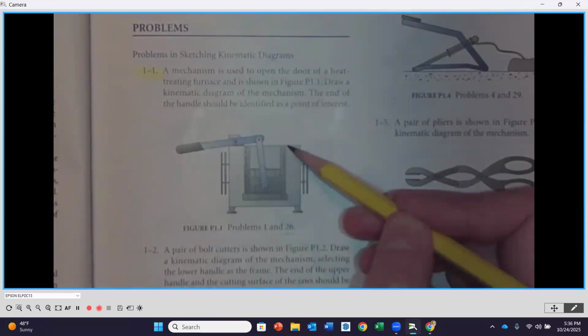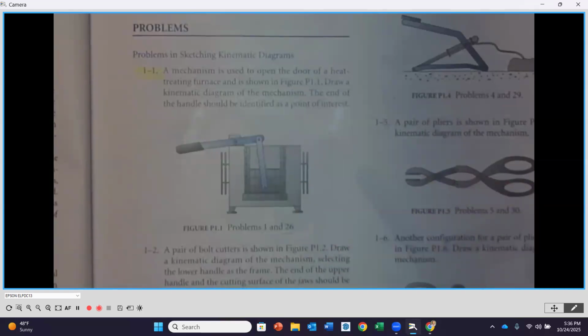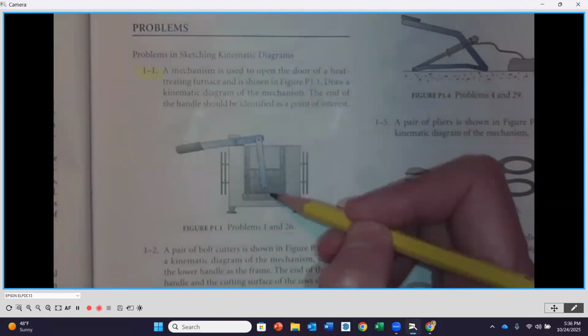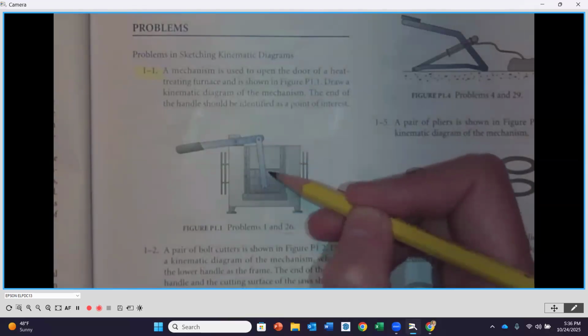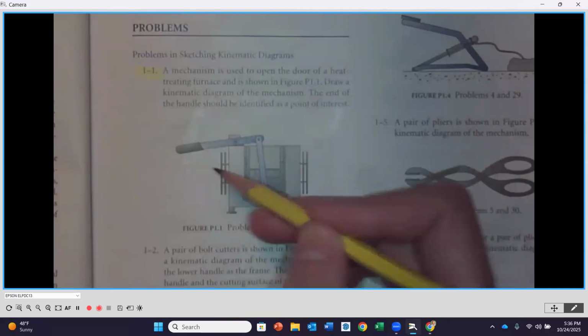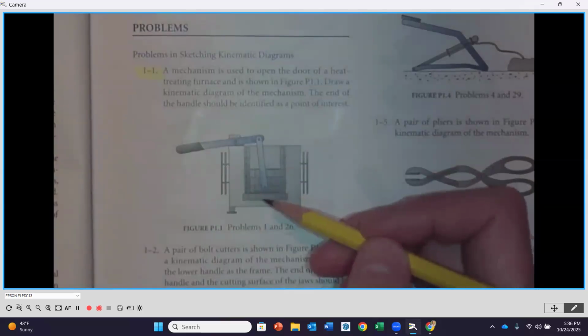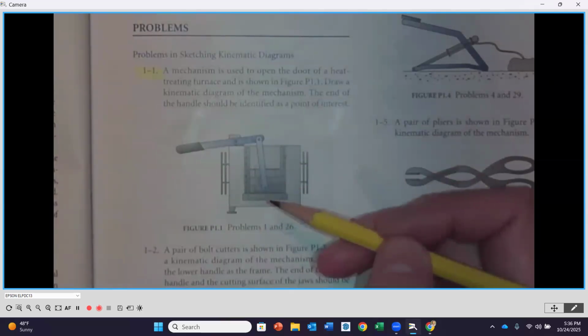So the door is going to be between these two vertical slides, if you would. So that means that this is going to slide vertically up and down. Okay, so if we pull the handle down, the door goes up. If we rotate the handle up, that means the door is going to go down. Okay, so this door is going to act like a slider.